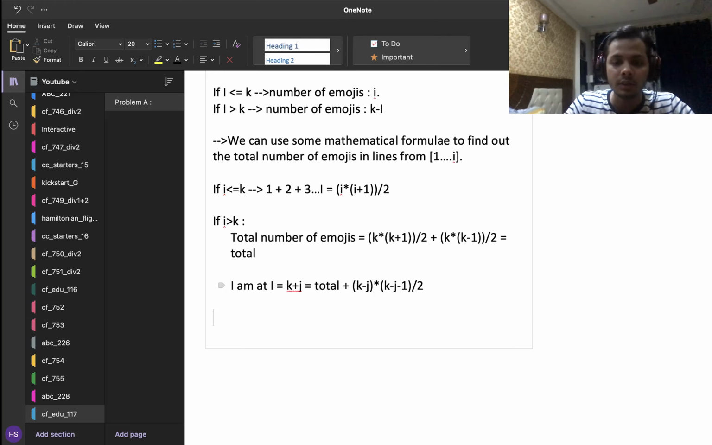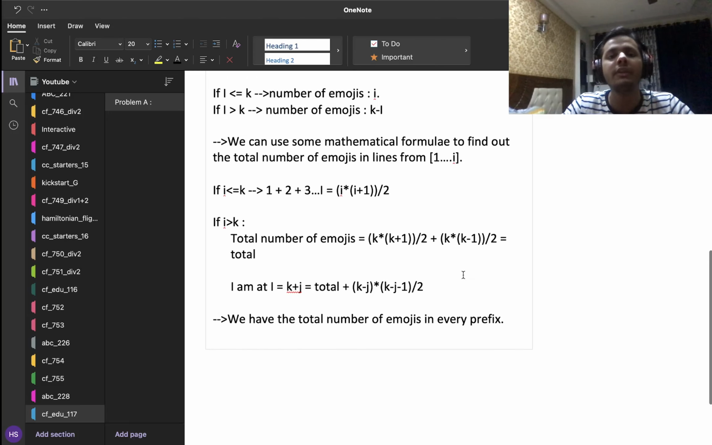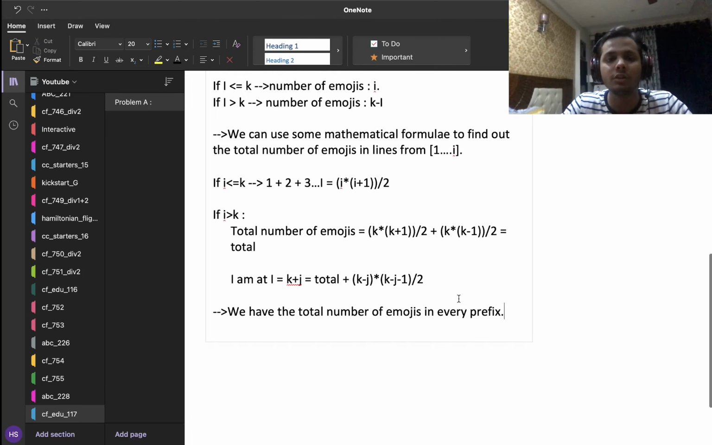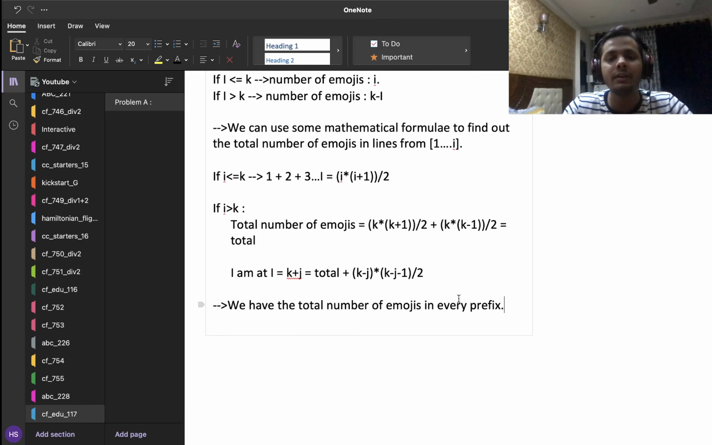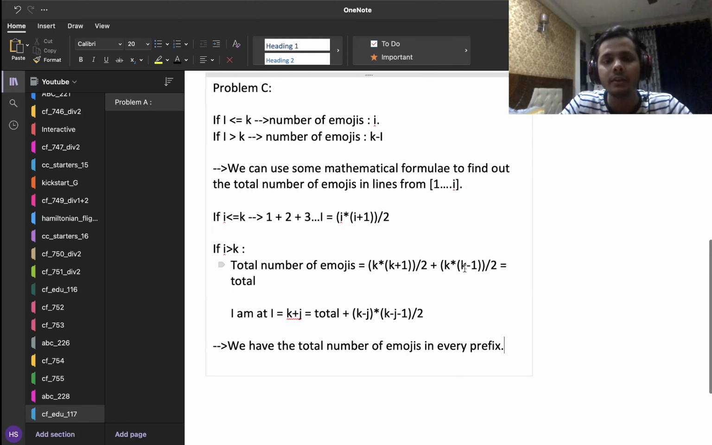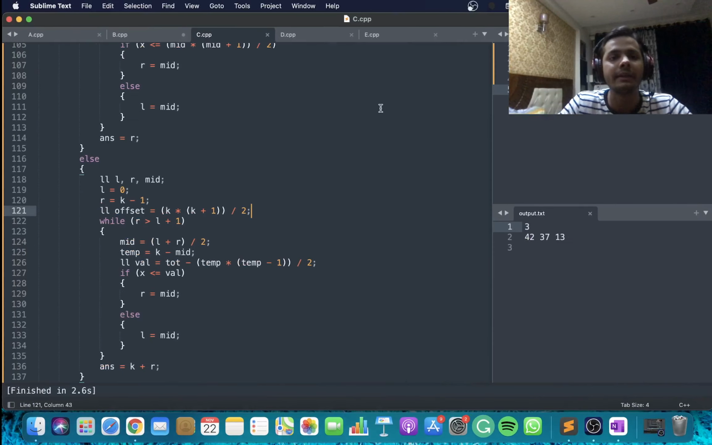So now the information that you have is the total number of emojis in every prefix. And once we have that, we can simply apply binary search to solve this problem, because we just need to find the first index where this prefix sum is greater than or equal to x, right? And that can easily be found using lower bound, or by implementing binary search by hand. So let's have a look at the code for better clarity.